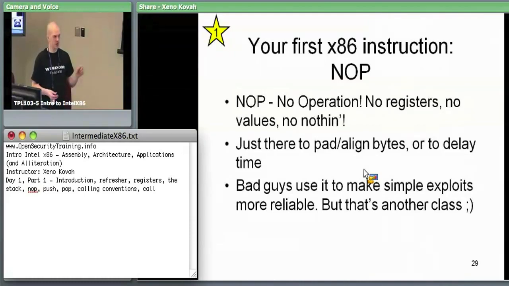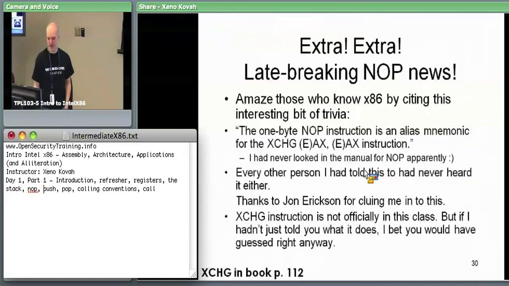You put these instructions in, and maybe due to the Intel optimization guidelines, they'll say we want all functions to start on a 16-byte boundary or something. So if the previous function didn't stop exactly at 16 bytes, you'll throw in a few no-ops until the next one starts on a 16-byte boundary. And then they're used for making the canonical buffer overflows more reliable, but that'll be Corey's class.